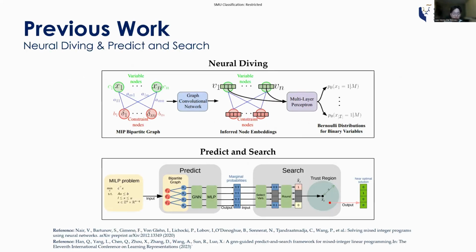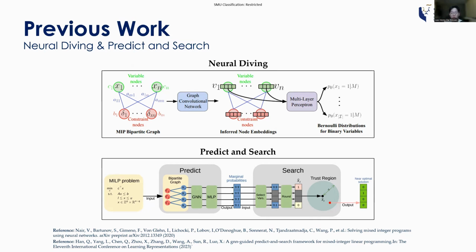For non-autoregressive approaches, neurodiving and predict and search are some of the more prominent literature in the field. Neurodiving uses a bipartite graph convolutional network to predict marginal probabilities, which then employs a selective net trained via supervised learning to sample k partial solutions. Specifically, a partial solution refers to the assignment of a subset of decision variables. After sampling k partial solutions, it then solves each sub-MILP by fixing variables according to those predicted assignments.